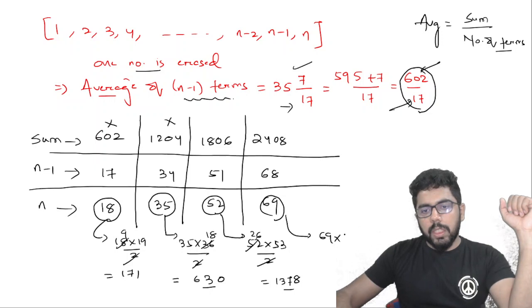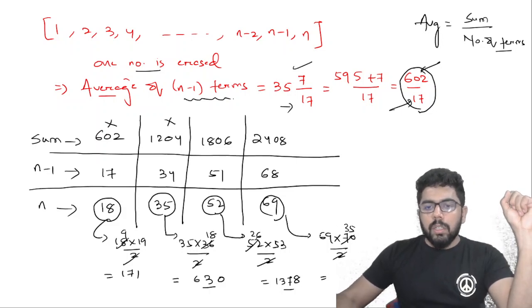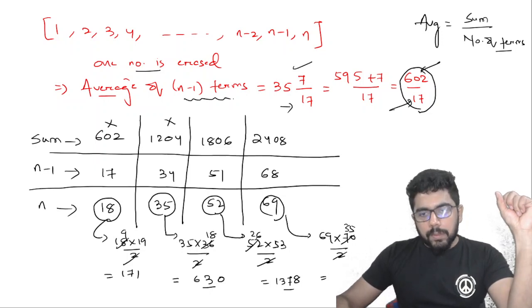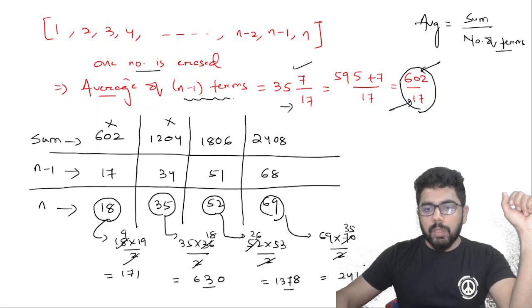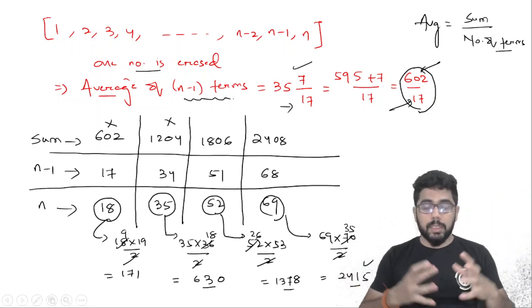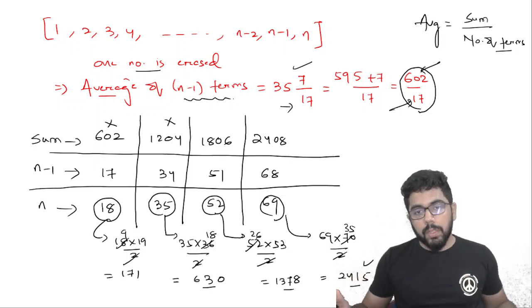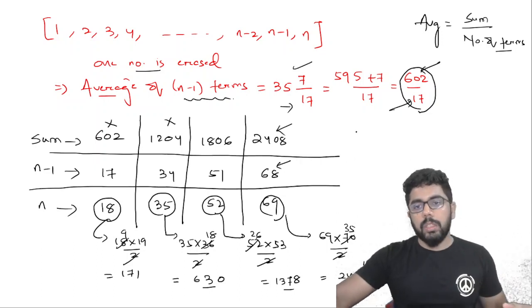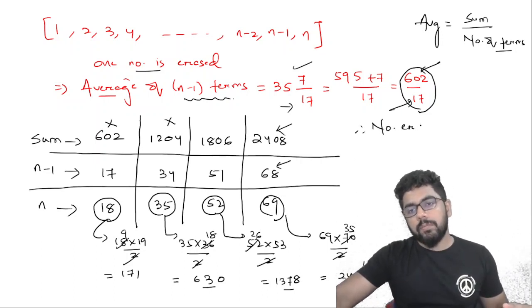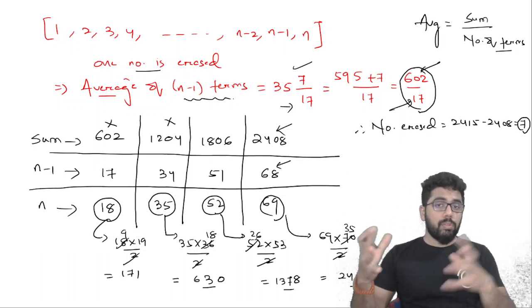So if I do this 69 into 70 divided by 2, so 35 into 9 is 315. 5 carry 31. 35 into 6, it is 210, 31, 2415. Now this is possible. Like if I have taken 69 numbers, my actual sum was 2415. But after erasing one number, I am left with 68 numbers and my sum is 2408. Hence the number erased, I can get it in this way. It is 2415 minus 2408, that is 7. So in the fourth case I am arriving at my answer.